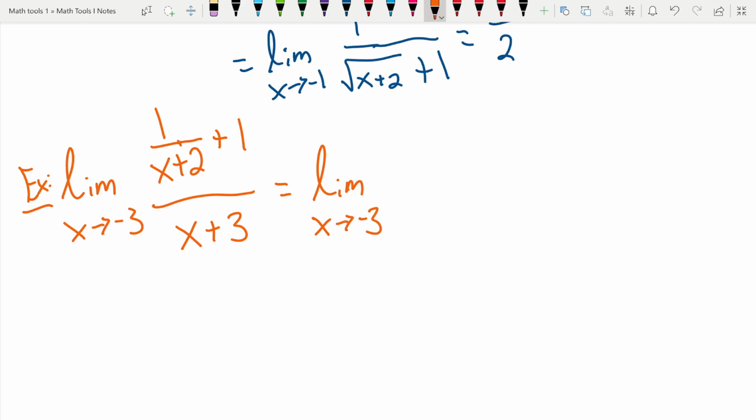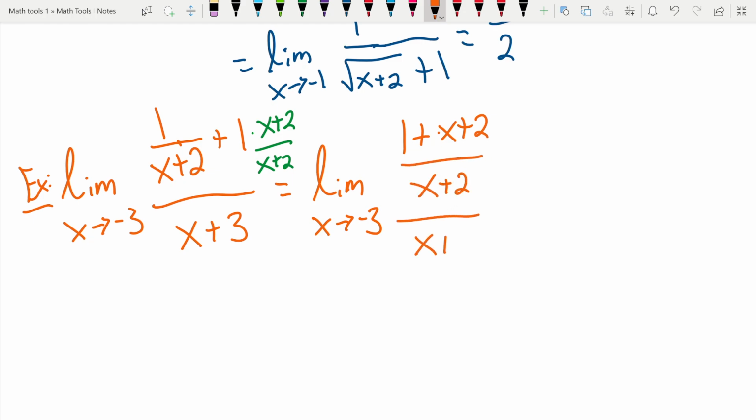Okay, so here we're going to multiply the 1 term by (x plus 2) over (x plus 2), right? Because that's the denominator of the other term. So we'll get the limit as x goes to -3 of (1 plus x plus 2 over x plus 2) over x plus 3. And now we can go ahead and do 2 steps here at once. First of all, we can just add the 1 and the 2 on the top here. So that's x plus 3 over x plus 2. And then we're dividing by x plus 3.